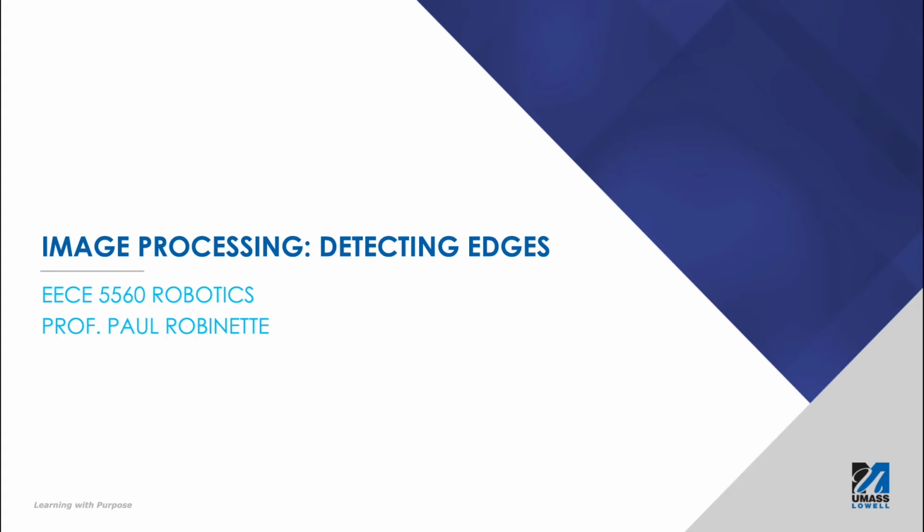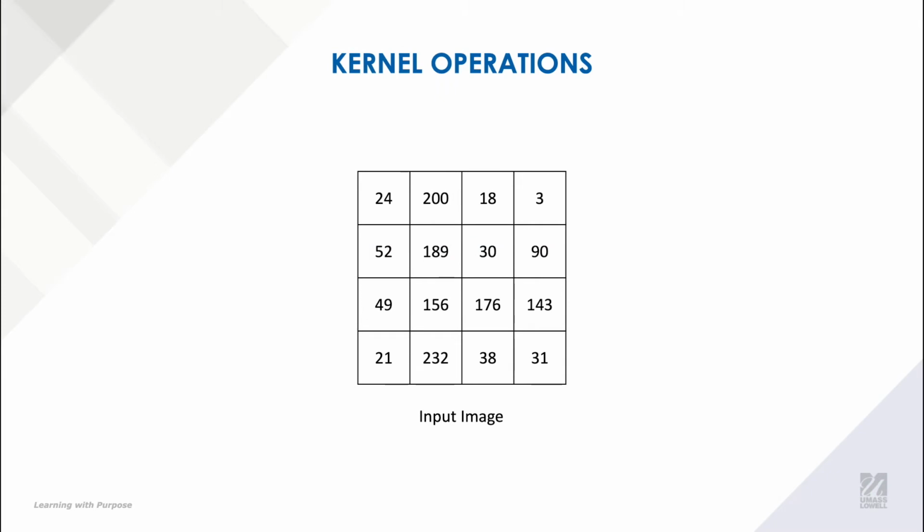Let's talk about how we can use image processing to find edges in an image. To start with, we're going to talk about kernel operations. To do this, we're going to use a really simple input image as an example. This is just a 4x4 image, as an example of what we might find in an input image in the real world. And we're going to pass kernels over it.